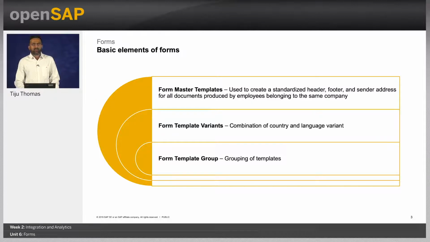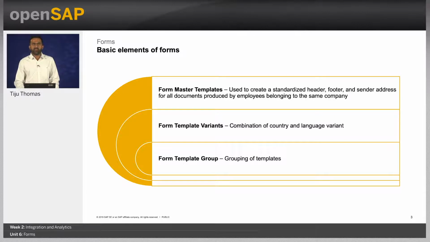So here I am going to talk about basic elements of forms. When we talk about forms, we should understand the key elements of forms. Form master templates. They are used to create a standardized document header, footer and sender address for all the documents generated within the same company or org unit. Additionally, you could also define an email disclaimer as part of the form master templates used when the output channel is email. It's possible to assign a master template to a combination of org unit or company and output channels. You could also create several form master templates in Business byd8 and decide to select a default one.